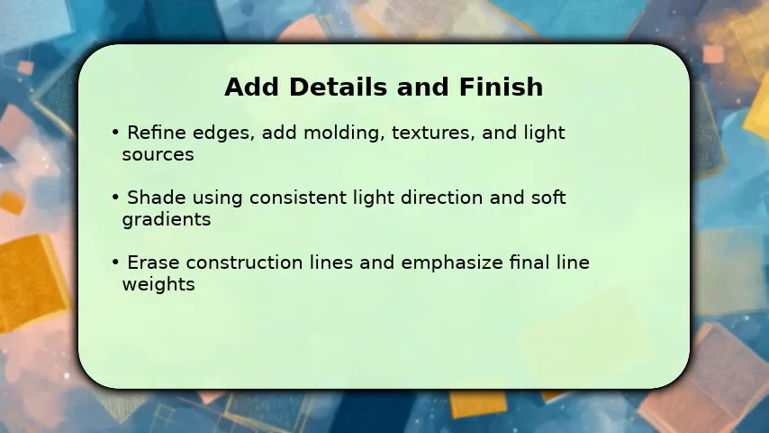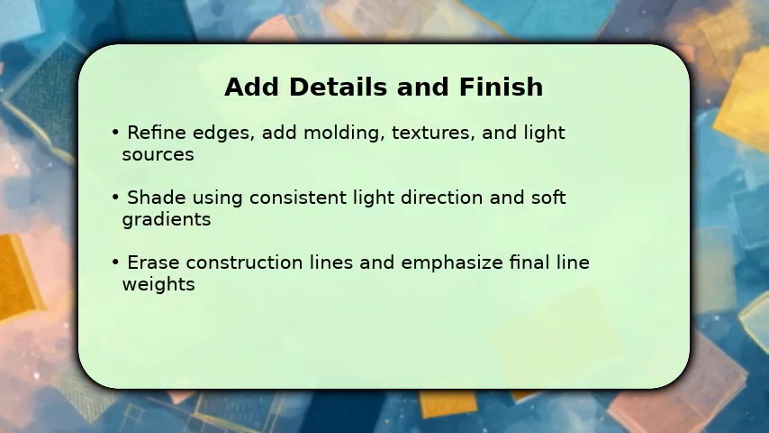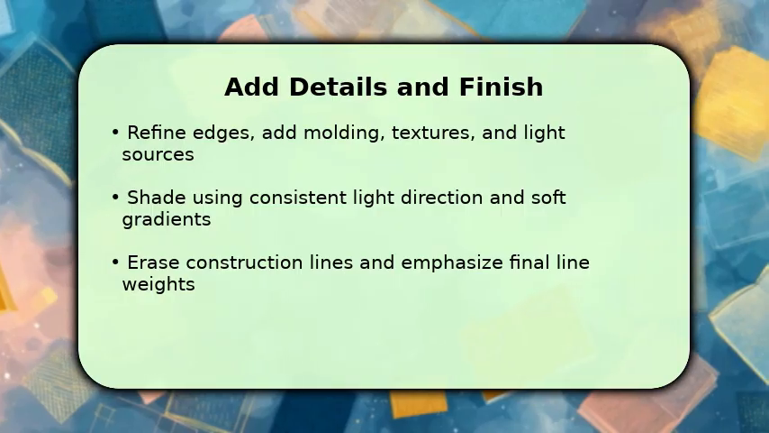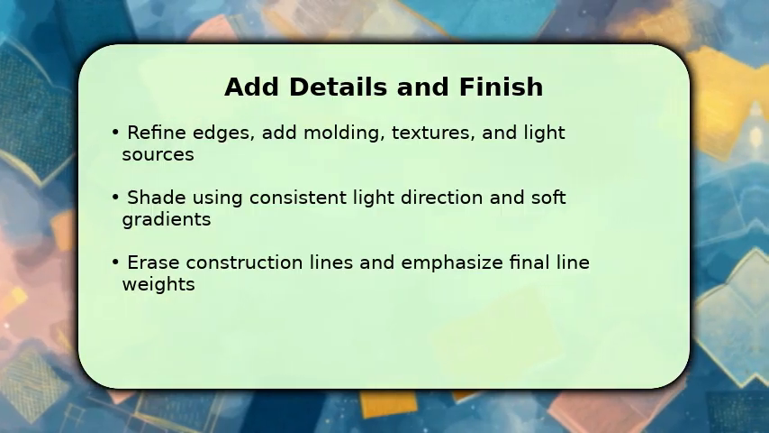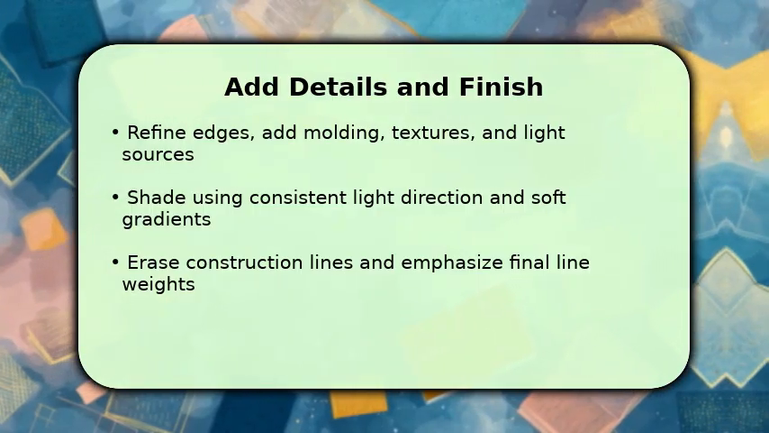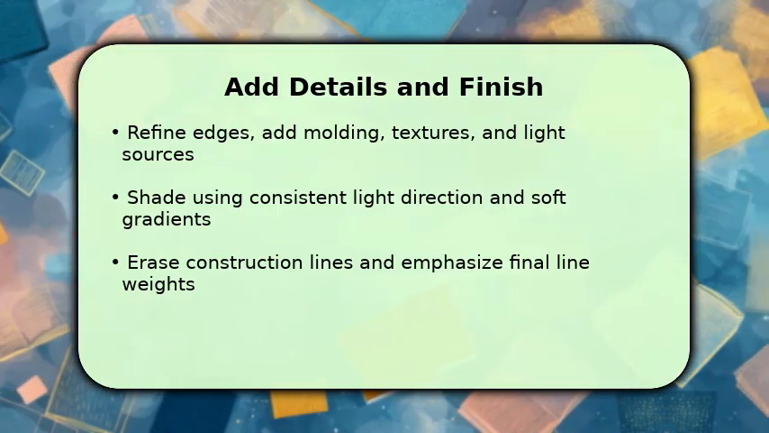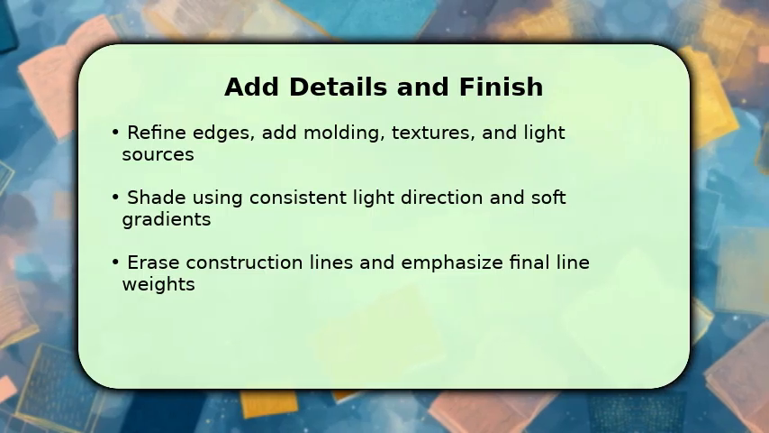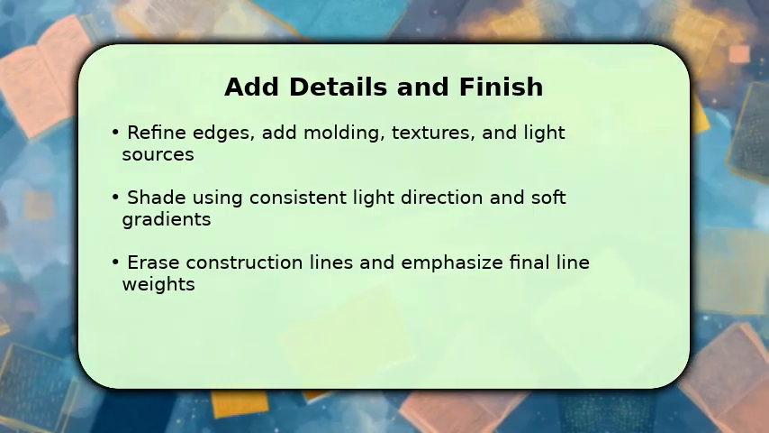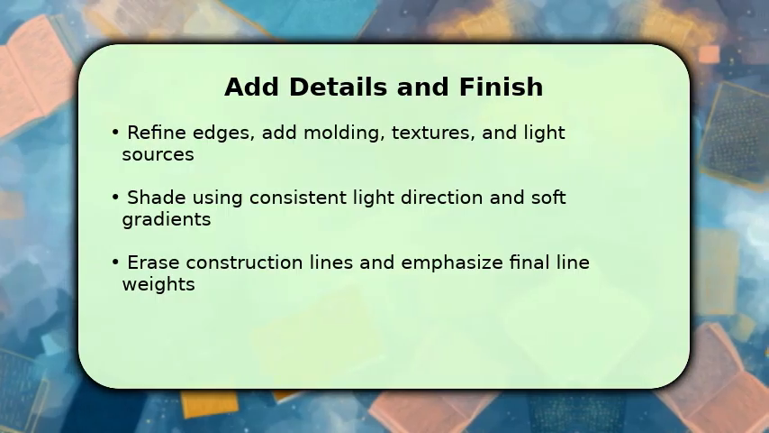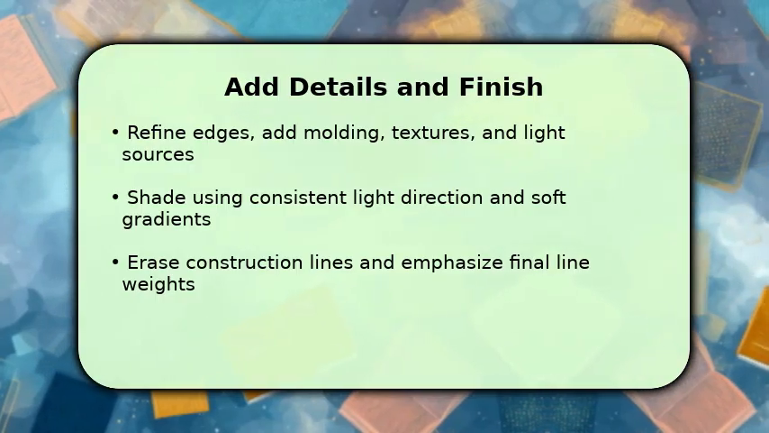Now focus on details. Refine edges, draw baseboards, window frames, and key textures like wood grain or tile lines. These anchor the room visually. Decide on a light source and shade consistently, using softer tones for ambient light and sharper shadows for direct light. Once done, erase construction lines and strengthen final outlines where planes meet to enhance depth.